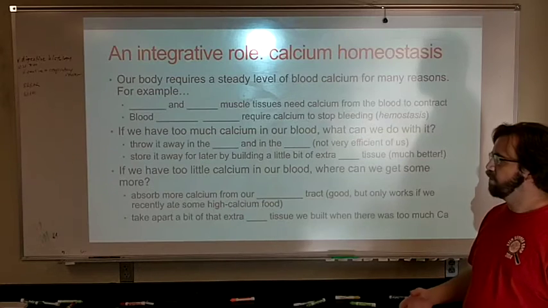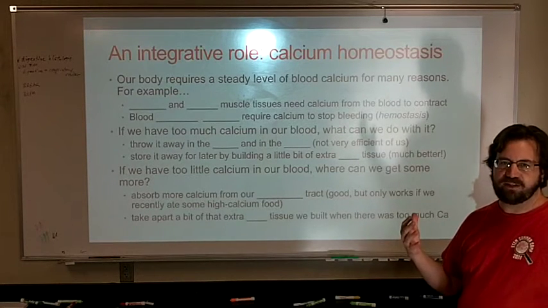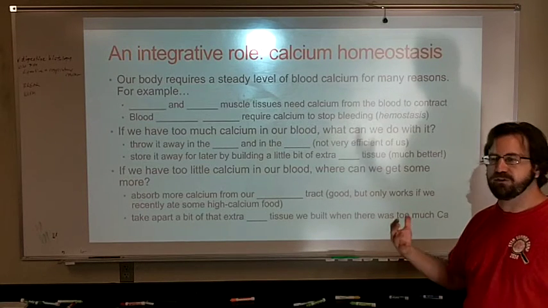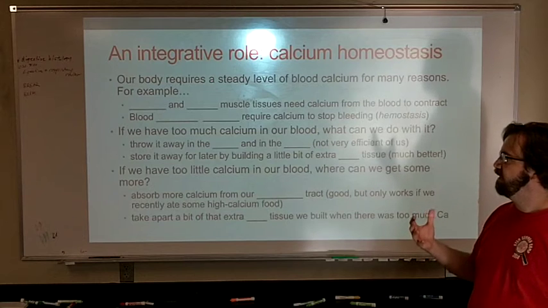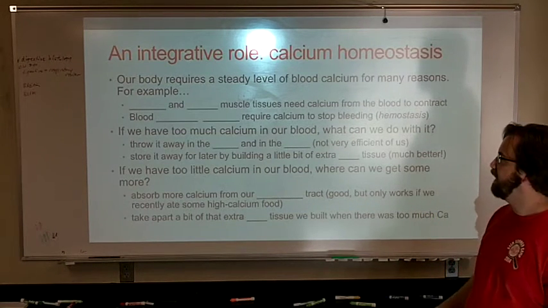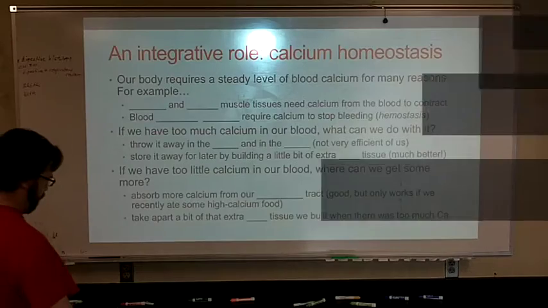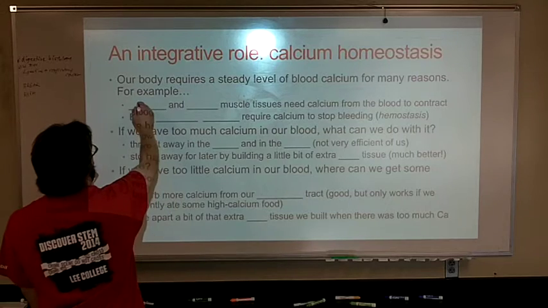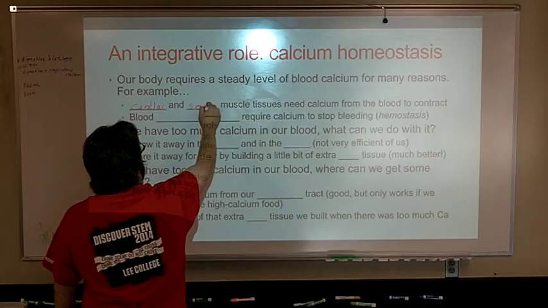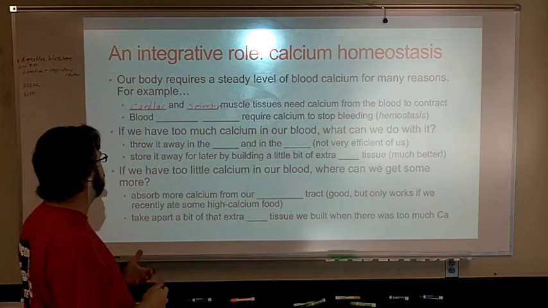Calcium. We're all told as we grow up that we need to drink milk, we need to have calcium in our diet so that we have strong bones. But in fact, we also need calcium for a number of other things that our body relies on, and the bones help us manage how much calcium we have. For example, both cardiac and smooth muscle tissues need calcium from the blood to contract in the first place.